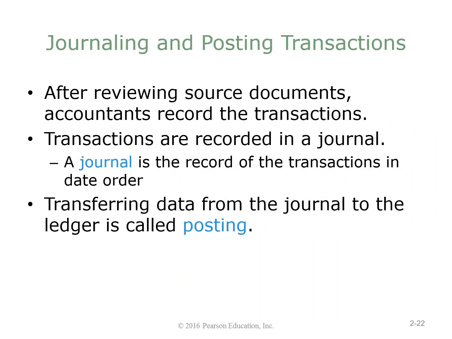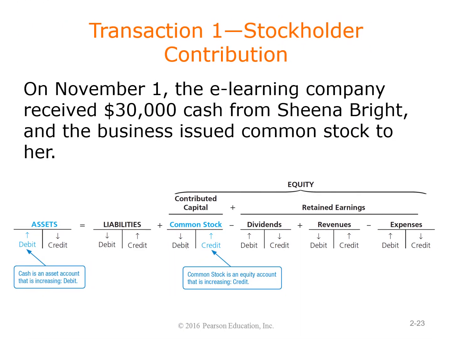After reviewing source document, accountants record the transaction, and those transactions record something we call journal. And the journal is the record of the transaction in the date order. We have a table. This table will include the record of the transaction according to their dates. Okay, and transferring this data from journal to ledger is called posting. Let's see an example to illustrate what actually happened.